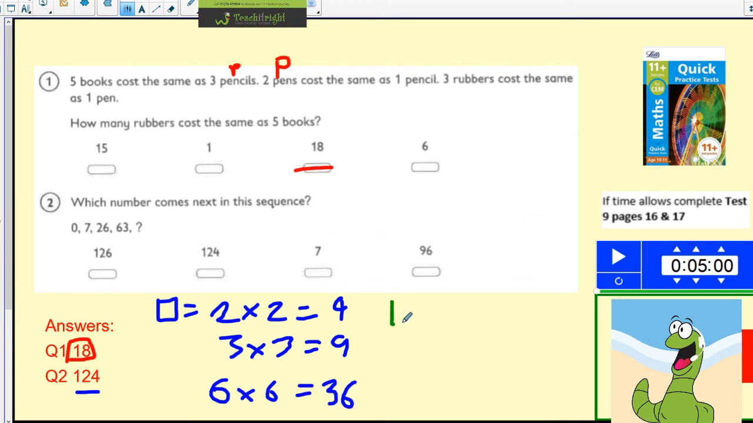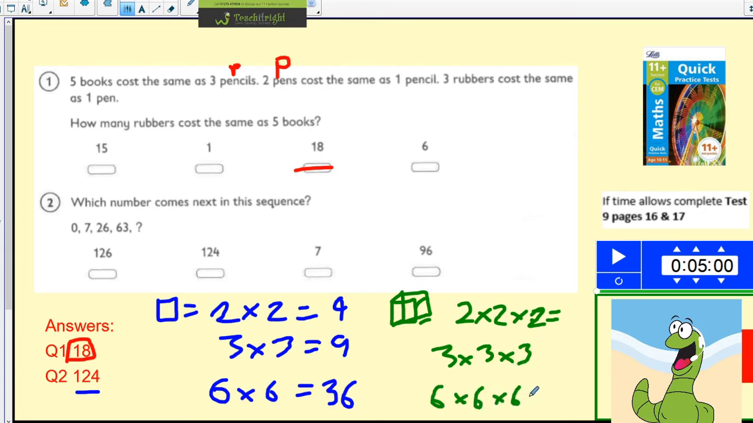My cube numbers, not a very good drawing of a cube, it'll do, would be, for example, 2 times 2 times 2, 3 times 3 times 3, and in this case, 6 times 6 times 6. Again, they're one of the most common sequences, and I should have thought of that, to be honest. I think it was no excuse.